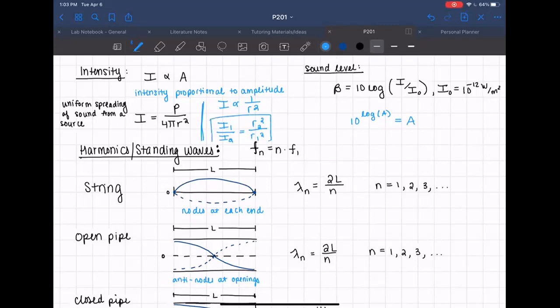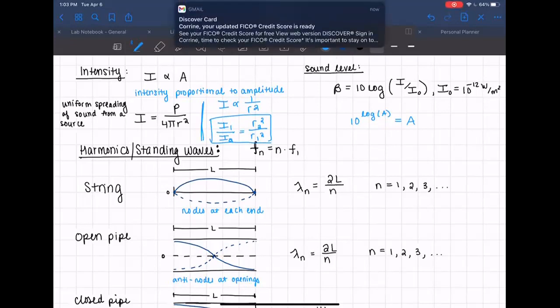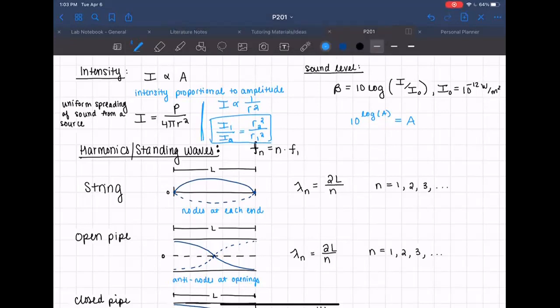So I would highly, highly recommend that you put that somewhere. And then also with intensities, we have calculating the sound level from intensities. So I do have that beta equals 10 log I over I0, where I0 is just 10 to the minus 12 watts per meter squared.